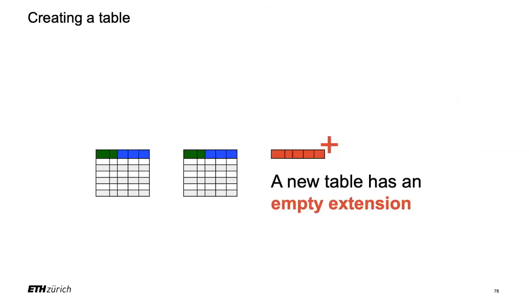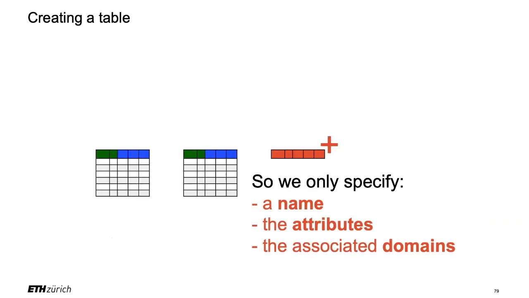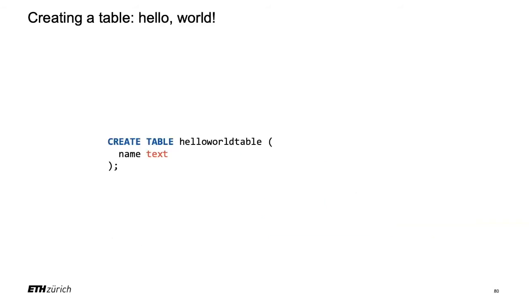Okay. So when you create a table in PostgreSQL, it's going to be empty. What you specify is the attributes of the tables and the domains that these attributes have. So all we need is the name of the table, the attributes, and the associated domains.